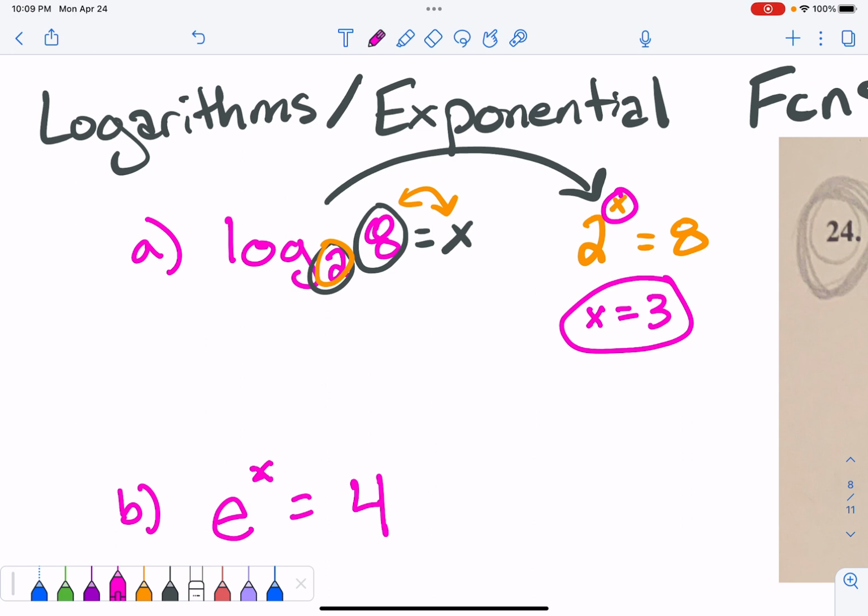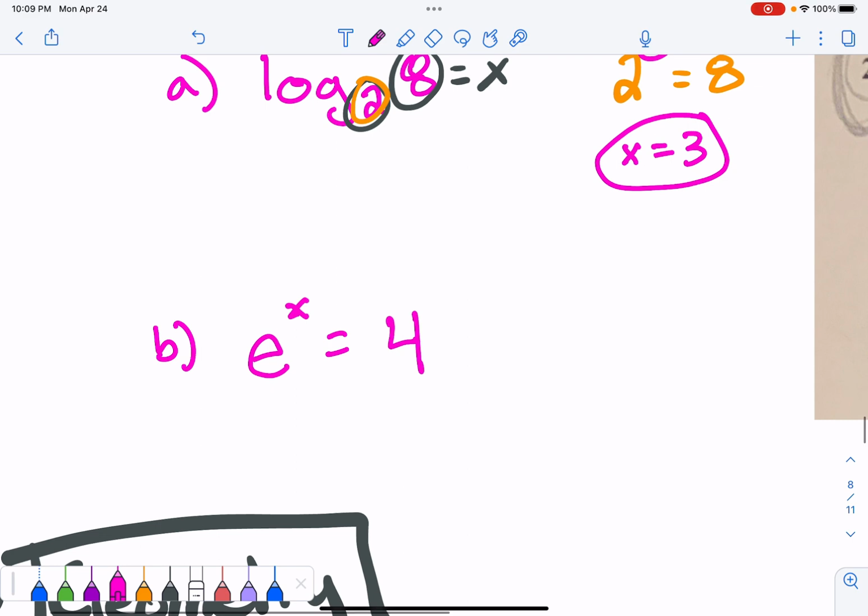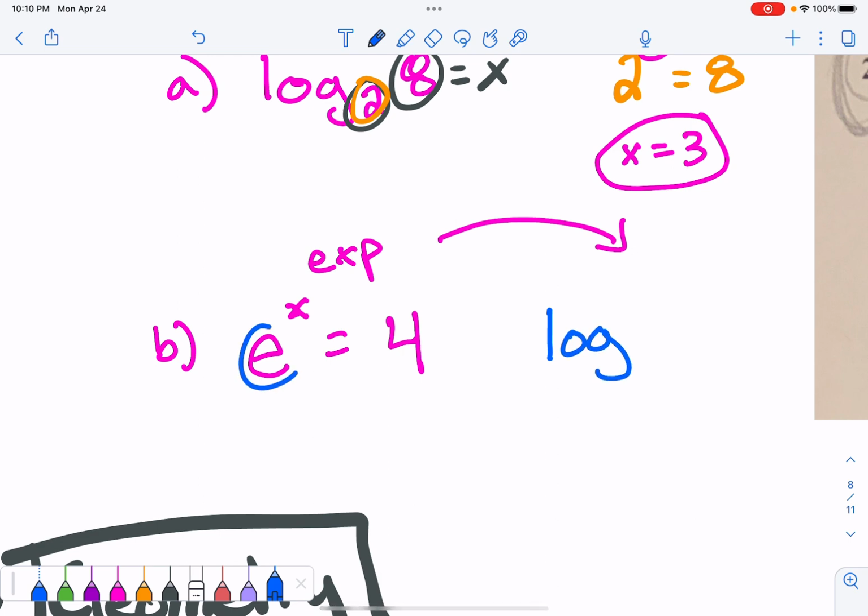This one down here is an exponential function, and we want to switch it to a log function, okay? And this exponential function's base is e, and e is a number. e is 2.71828818, whatever, and it goes on forever. It's just a decimal number used for continuous compound interest. When we switch it to a log function, it still becomes log with a base of this number, and then we switch these two around, okay? So log base e of 4 equals x, okay?